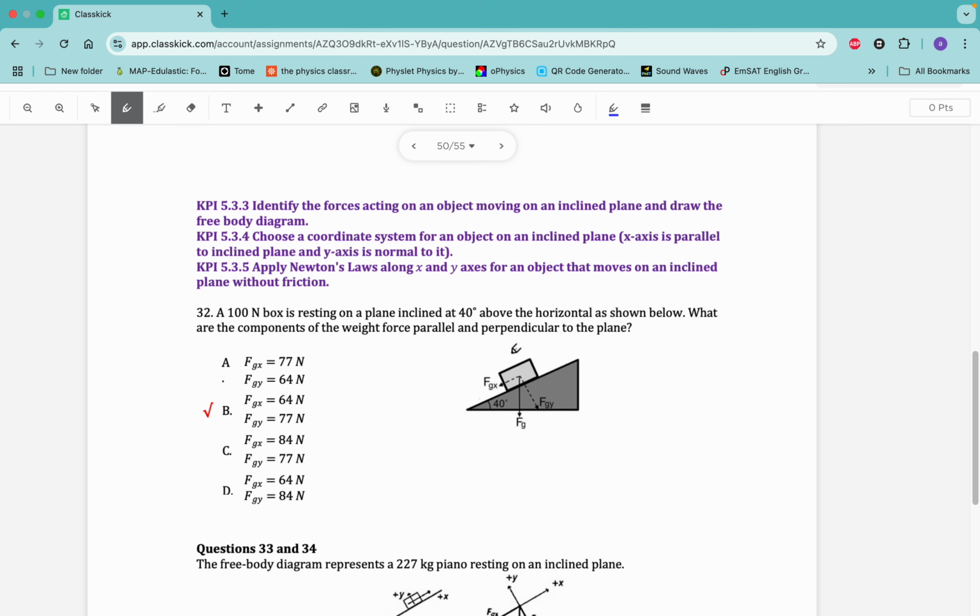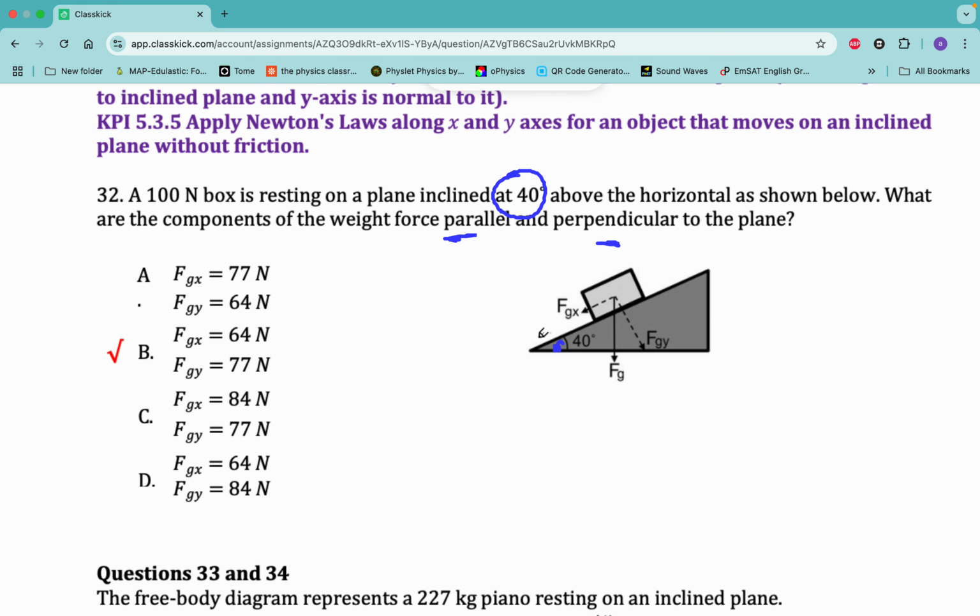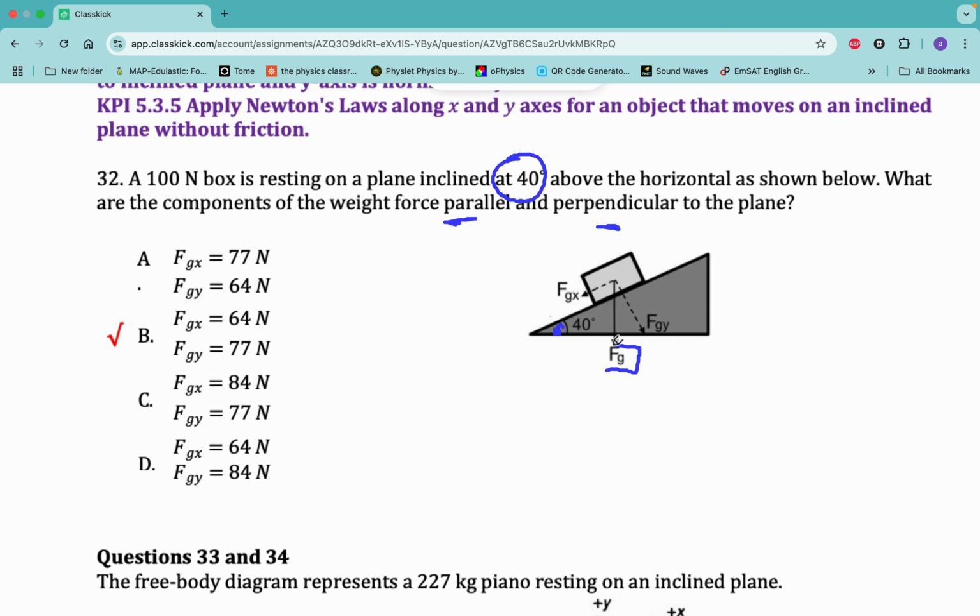Now, in the case of an inclined surface, which is not straight horizontal, it is inclined at a specific angle with the surface. So here we have a 100 Newton box resting on a plane inclined at 40 degrees above the horizontal, as shown here. We need to find the components of the weight, the parallel and the perpendicular component. Our weight is Fg, so it has a parallel component and a perpendicular component.